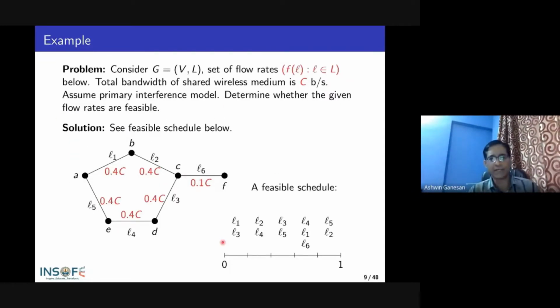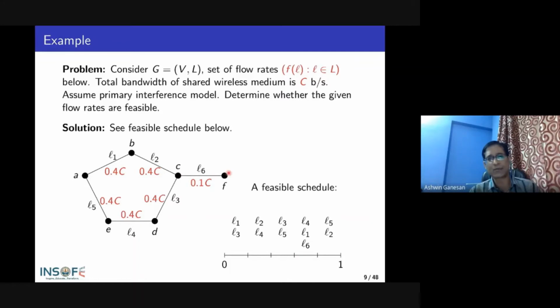So this is what you're given. This is your input for the problem. It's this edge-weighted graph. And the question is, can you satisfy the demands of all these links? What you're given is a wireless network with 6 vertices and 6 wireless links.